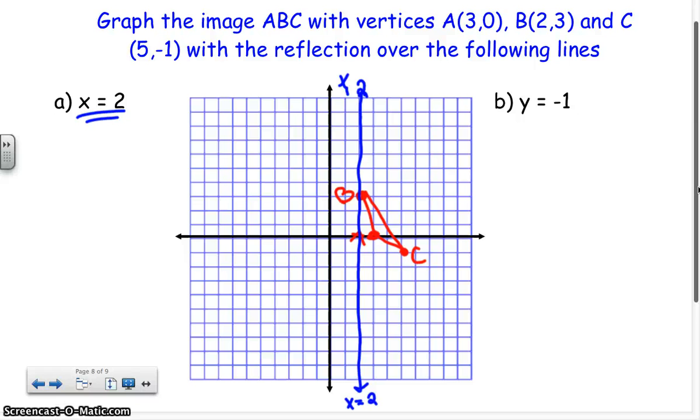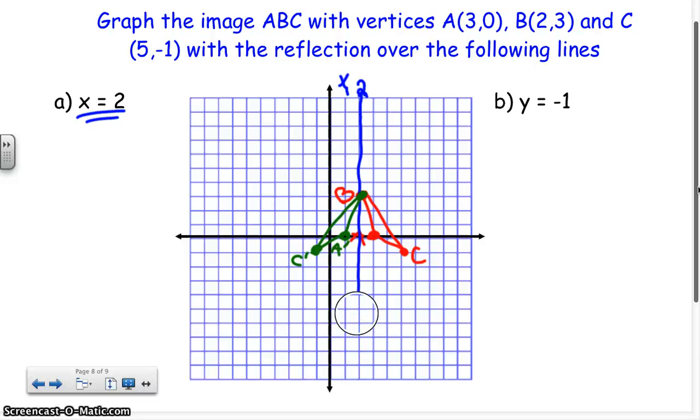All right, I'm going to go with A. A is 1 away. A prime is going to be 1 away. B is right on it, so guess what? The new B is right on it. Isn't that weird how that works? C is 1, 2, 3 away. The C prime is going to be 3 away the other way. Here is my new triangle, A prime, B prime, C prime. And maybe you can visualize that if you were to flip that about that line of reflection, x equals 2, that's what it would look like.